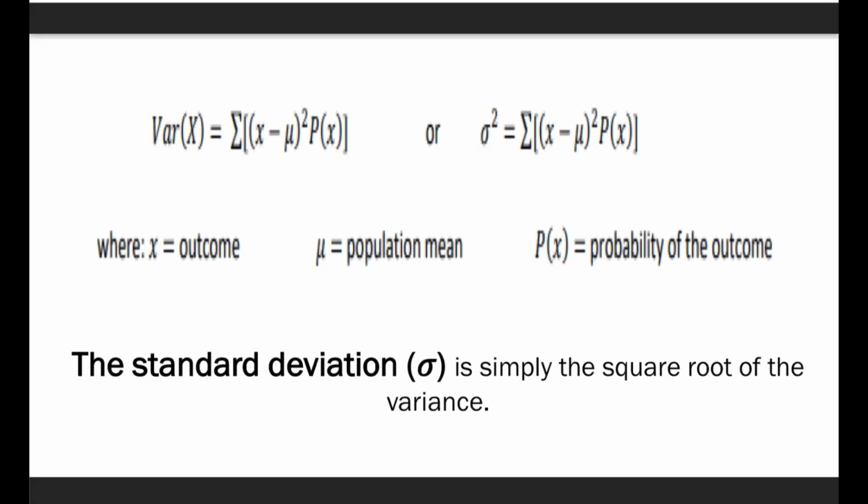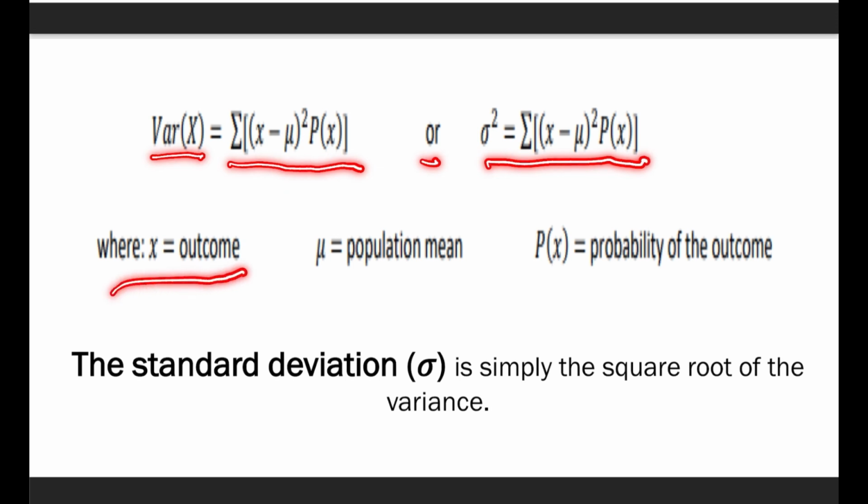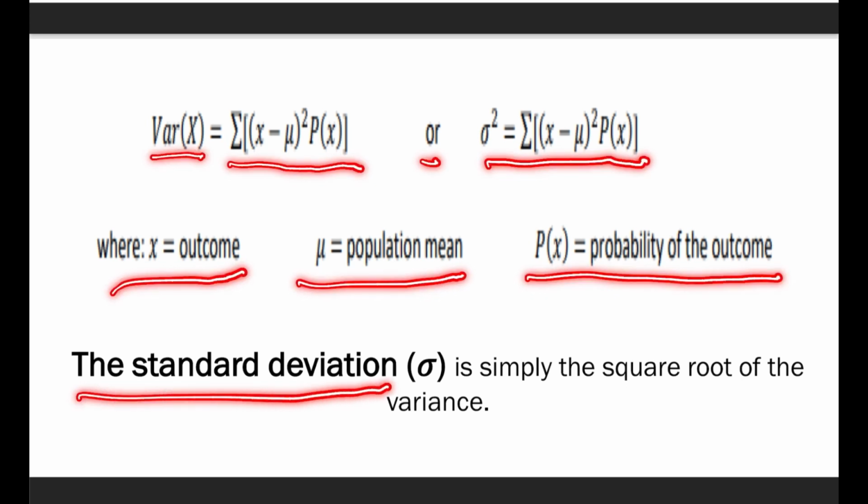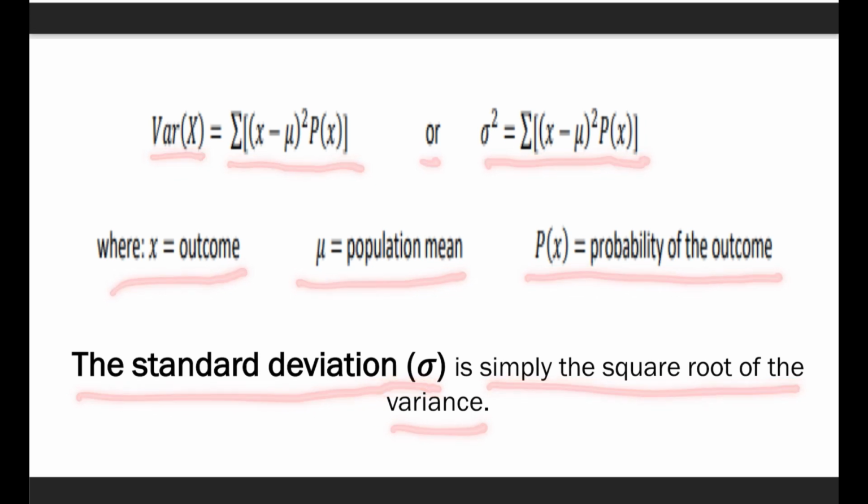In short, the formula is var of x is equal to the summation of the quantity x minus mu squared times p of x, or sigma squared is equal to the summation of the quantity x minus mu squared times p of x, where x is equal to the outcome, mu is the population mean, and p of x is the probability of the outcome. Of course, the standard deviation, sigma, is simply the square root of the variance.